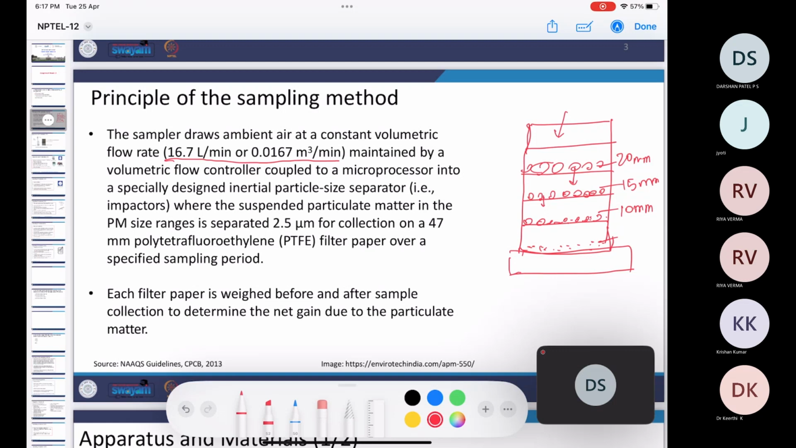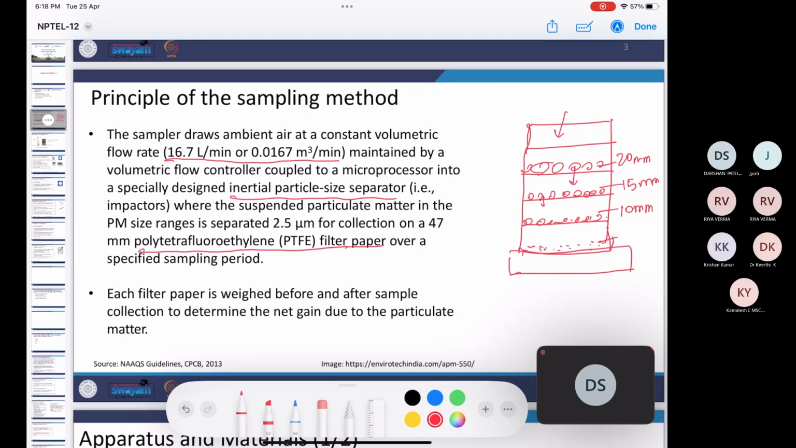Now, in the air pollution, we have the same principle, but what we are doing here is we have an inertial particle size separator, which are known as impactors. And instead of these sieves, we are using a polytetrafluoroethylene PTFE filter paper here. And this filter paper is designed to collect particles of size 2.5 microns. And this is done over a specified sampling period.